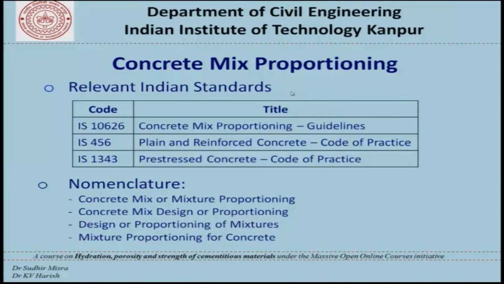Now, the relevant Indian Standards for concrete mixture proportioning are as follows: IS 10262 for the guidelines in concrete mixture proportioning, IS 456 for specific guidelines related to plain and reinforced concrete, and IS 1343 for specific guidelines related to prestressed concrete. Sometimes different nomenclatures are used to indicate concrete mix proportioning: concrete mixture proportioning, concrete mix design, design of mixtures, proportioning of mixtures, or mixture proportioning for concrete. All these refer to the same thing, concrete mix proportioning.